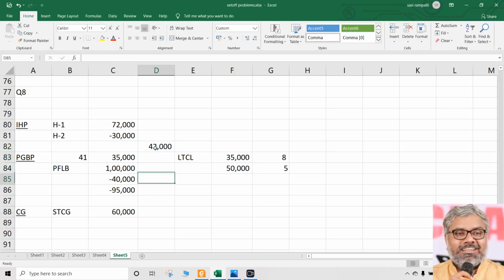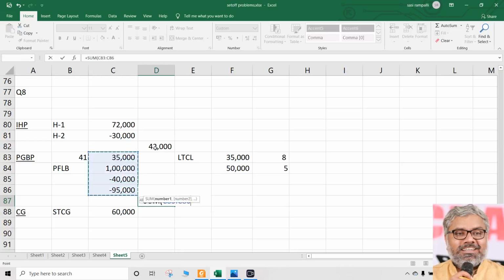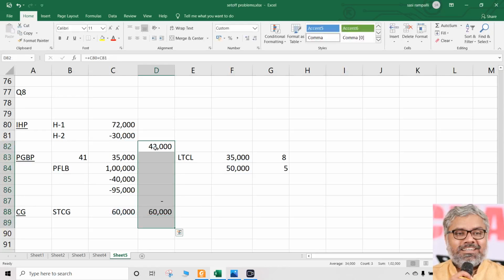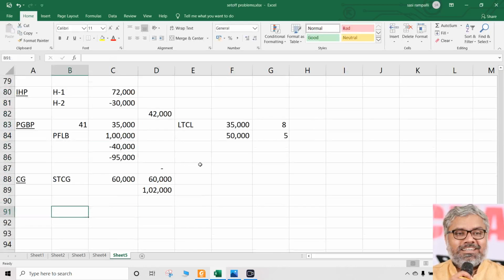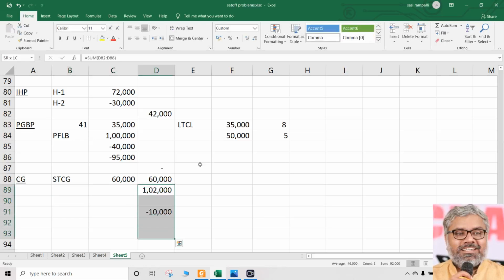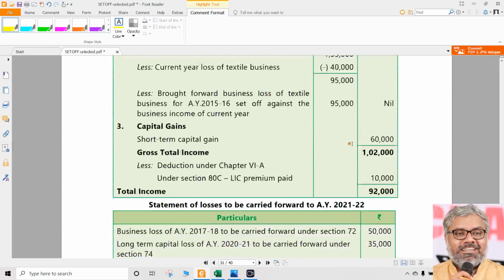That is 43,000 here. This is 0. If you take the total of all that, it is going to be exactly 0. And here short-term capital gain, as it is, however much it is, it is there. So total income of this SSC is going to be how much? Gross total income of the SSC is going to be 1,02,000. And the deduction, of course, if it is given around 10,000 rupees, then the total income of the SSC is going to be 92,000. Finally, that is the answer. 92,000. 1,02,000 is the gross total income.